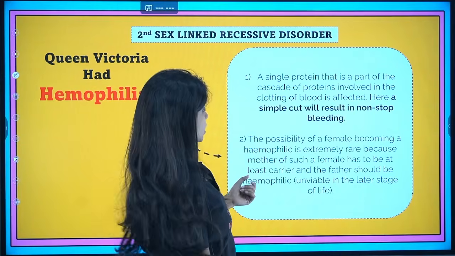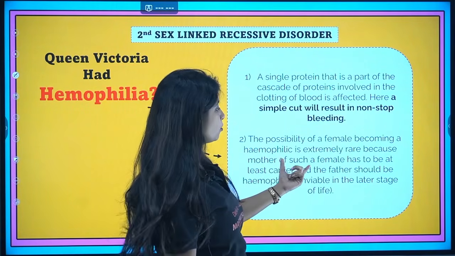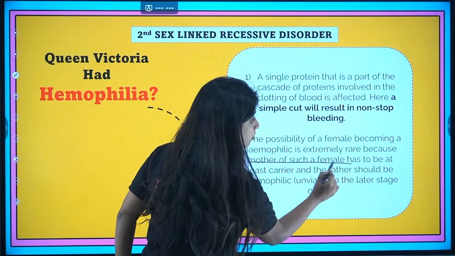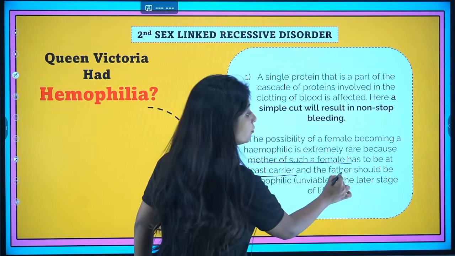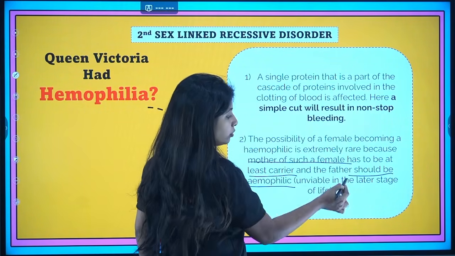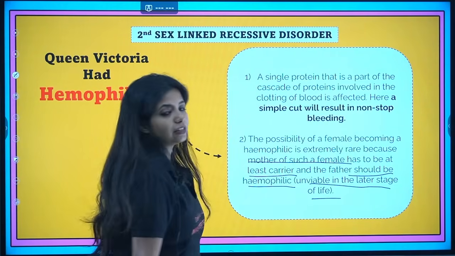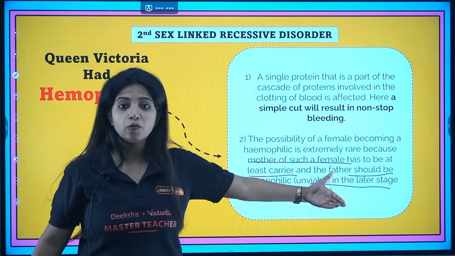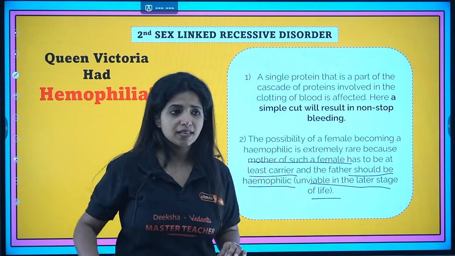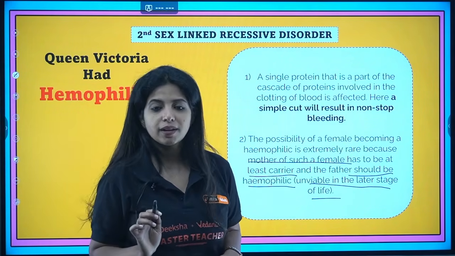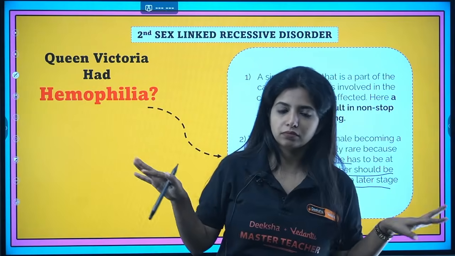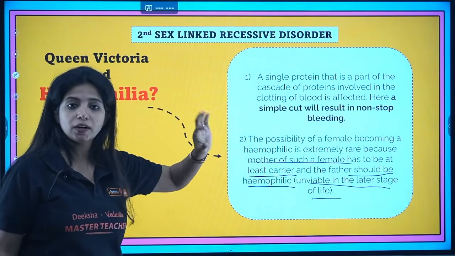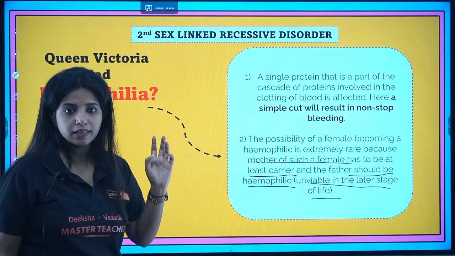Non-stop bleeding. Okay, the possibility of a female becoming hemophilic is extremely rare. Why? The mother of such a female has to be at least a carrier and the father should be hemophilic. Usually they are unviable in the later stages of life, which is why this is not clearly possible. So it is very, very rare for the female to be affected in this particular case. Then in color blindness, yes, there were chances. But here almost no. So this is the second sex-linked recessive disorder that you had. Two of them, color blindness and hemophilia, right?